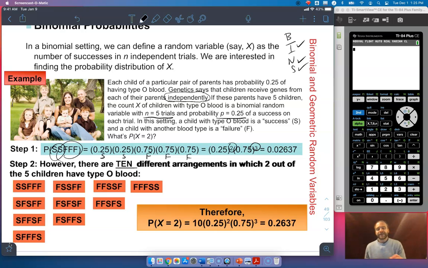Is it binomial? Yes, I checked the boxes while I was reading it. And the issue, though, is when we do it and we think about, okay, well, I have 2 successes, 0.25 squared. I have 3 failures, 0.75 cubed. That's right. But that's only for one arrangement. You have 10 different arrangements. So I have to multiply that by 10.